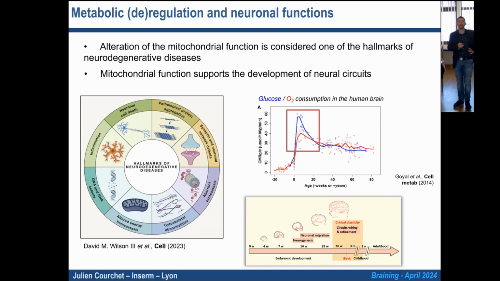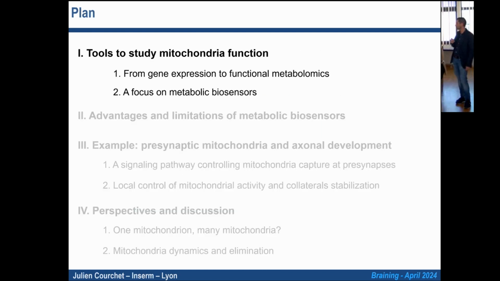And the interesting part is that if you measure glucose and oxygen consumption by the brain, you can see that it peaks at birth. And this is really the time when the brain is forming itself and forming the most functional circuits. So this is where you have the wiring and refinement of neural circuits. So now there is a strong association between altered neuronal metabolism, altered mitochondrial function, and many diseases that affect neurodevelopment and lead to complex phenotypes, including epilepsy and intellectual disability. So this is a question that my lab is addressing.